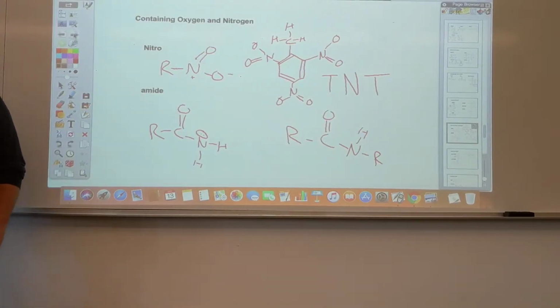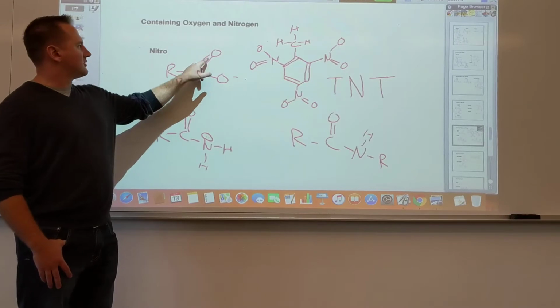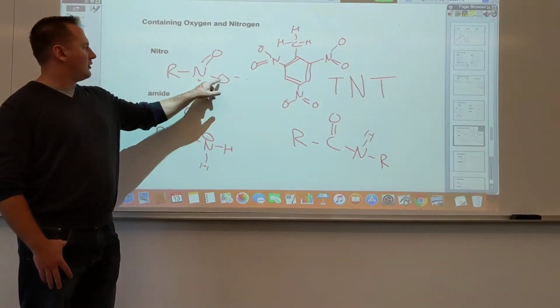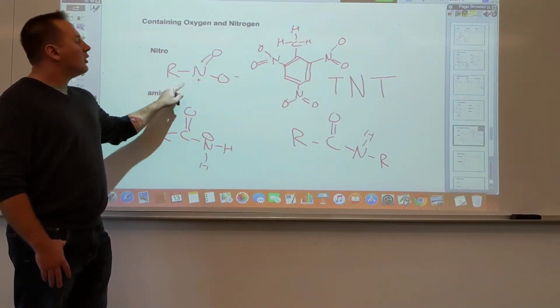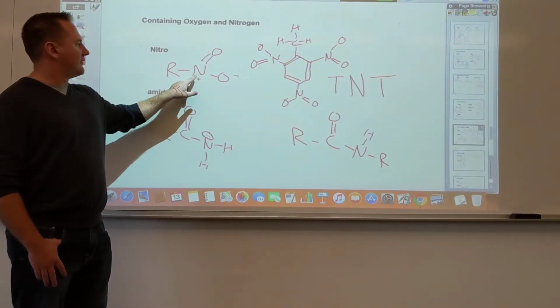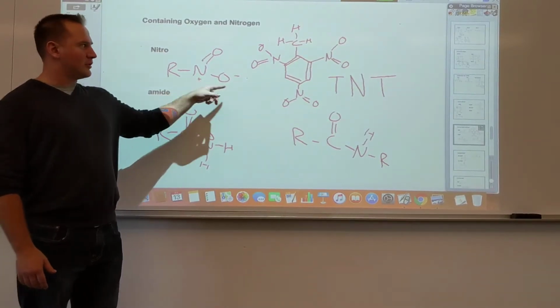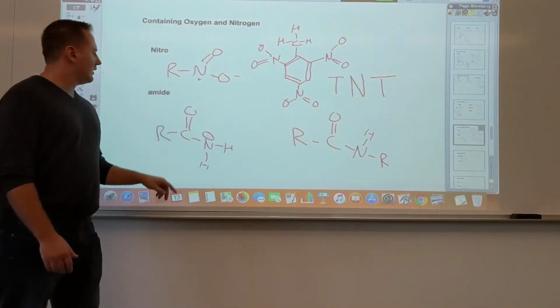Alright, so if you have nitrogen and oxygen, you can have nitro groups. So nitrogen, double bond O, and single bond O, and then connected to the rest of the molecule, will result in this oxygen having a negative charge and the nitrogen having a positive charge, which is also kind of why they're pretty unstable and used in explosives like TNT.